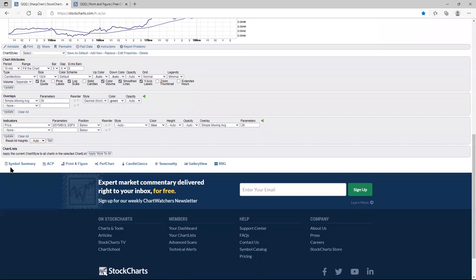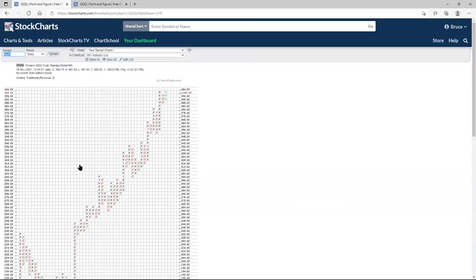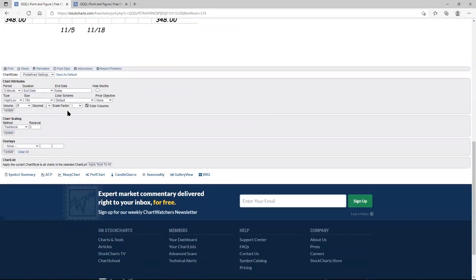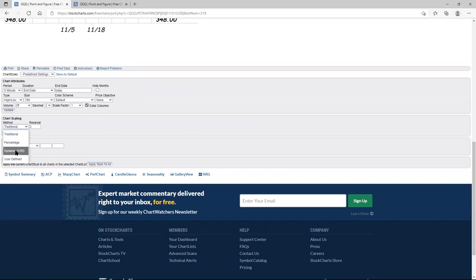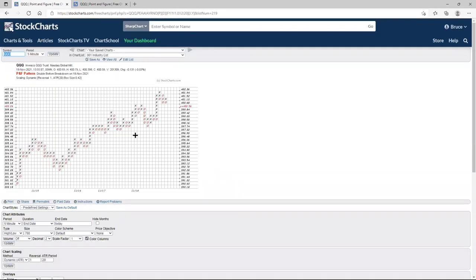So what do we do now? Let's change this to a point and figure chart. Go to the bottom here. We'll go point and figure. Let's make this a 5-minute point and figure. We know that we're going to have to change this to ATR scaling so that we get a sense. Let's do one box reversal, ATR scaling. And here is what we just looked at on a point and figure chart.